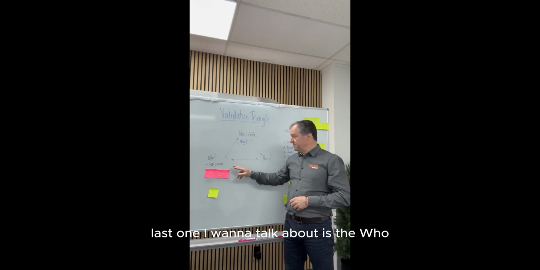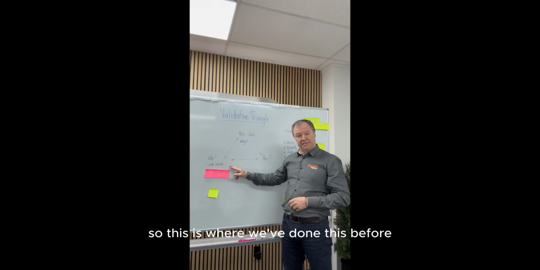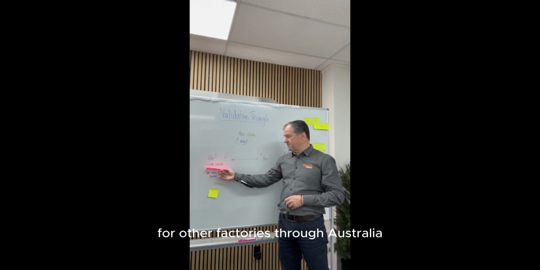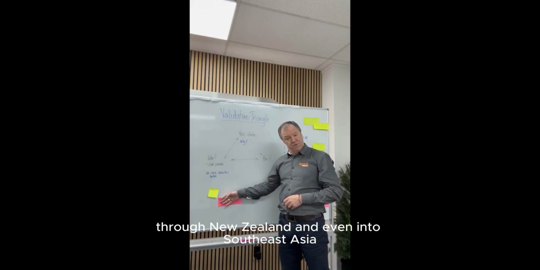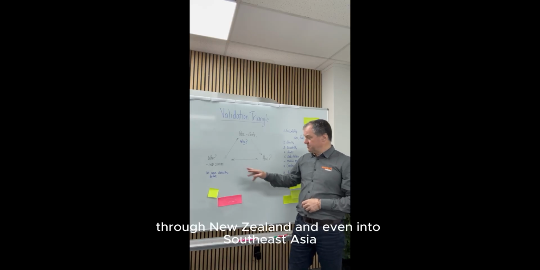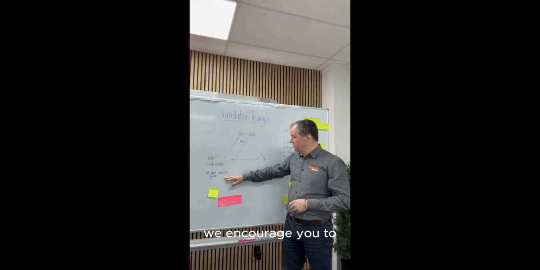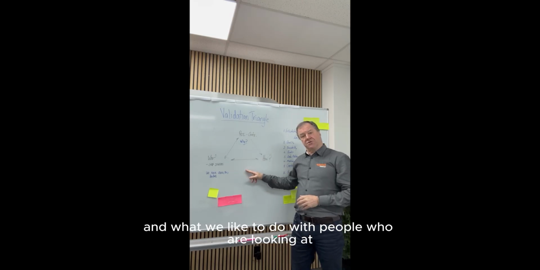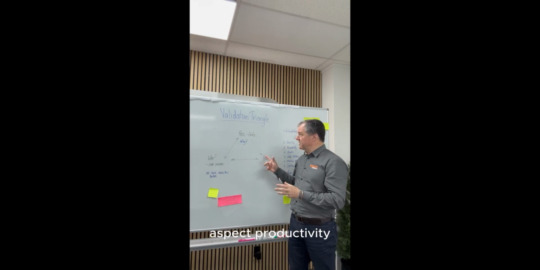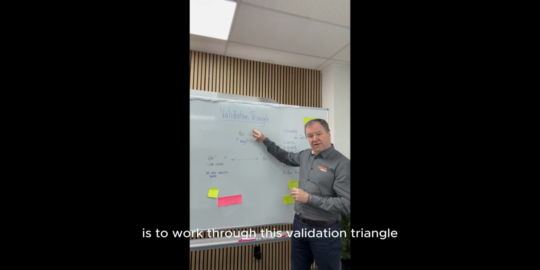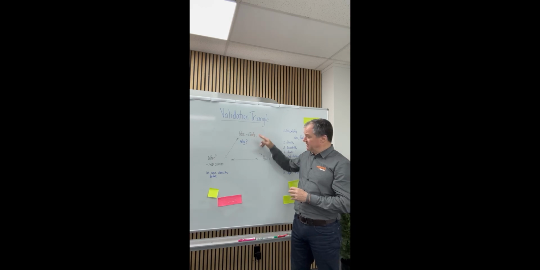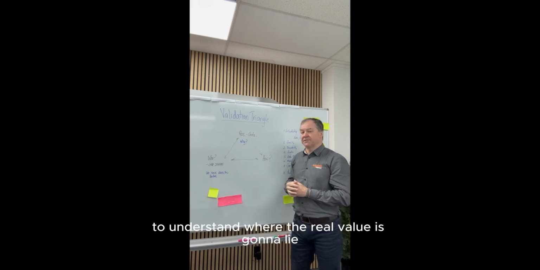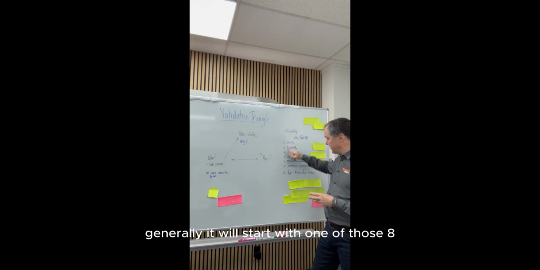Last one I want to talk about is the who, the case studies. So this is where we've done this before for other factories through Australia, through New Zealand, and even into Southeast Asia. We encourage you to understand the total value proposition here. And what we like to do with people who are looking at Aspect productivity is to work through this validation triangle collectively to understand where the real value is going to lie. Generally, it'll start with one of those 8.